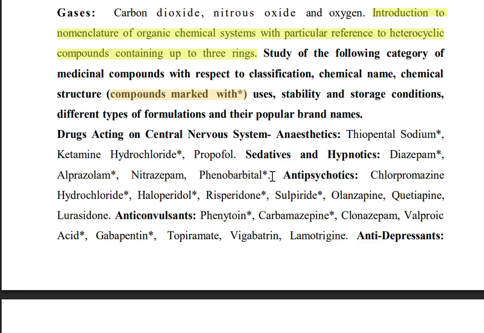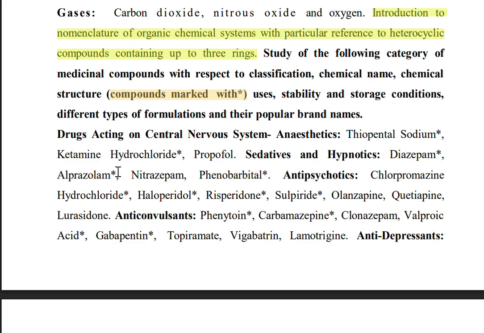Can you guess what kind of acting drug phenobarbital is? Yes, it is a long acting sedative and hypnotic. And antipsychotics: chlorpromazine hydrochloride, haloperidol, risperidone, sulpiride, olanzapine, quetiapine, lurasidone.